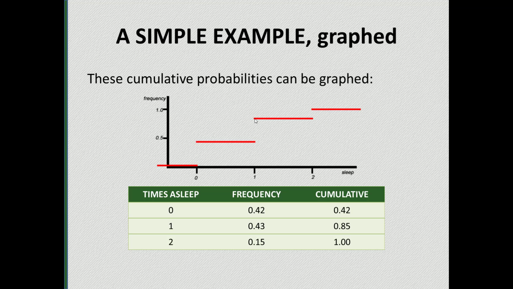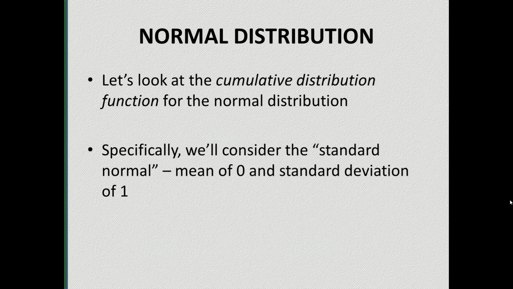85% have fallen asleep 1 time or fewer, 1.5 times or fewer, 1.99999 times or fewer. And then at 2, it jumps again. 100% have fallen asleep 2 times or fewer, 2.5 times or fewer, 2.846 times or fewer, and so on. Again, fairly simple concept. Let's look at it in a somewhat more involved situation, the normal distribution.